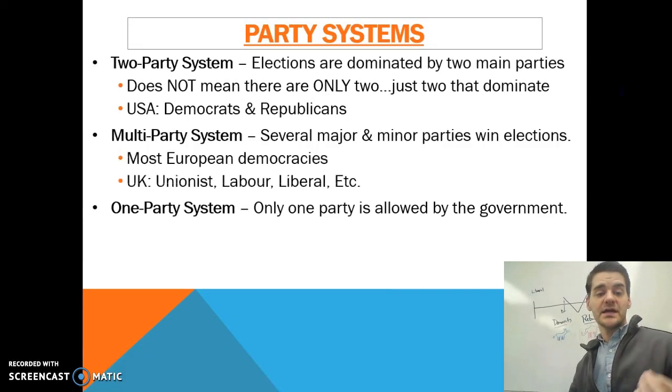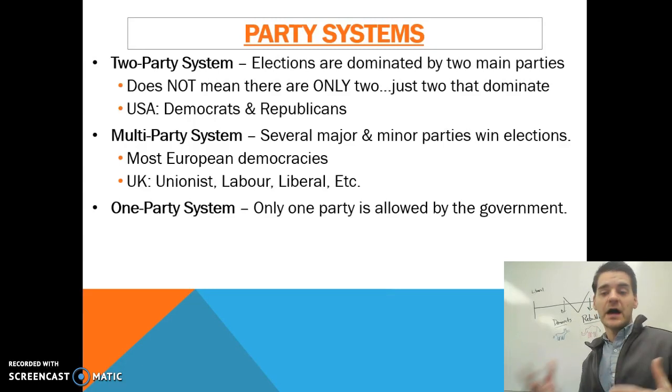In other countries, like in the United Kingdom or many other European countries, you have a multi-party system. This means that many parties share the outcome of elections. It's not like you always have just two. You might have 3 or 4 or 5 different parties who, at any given moment, could win a landslide victory in an election.